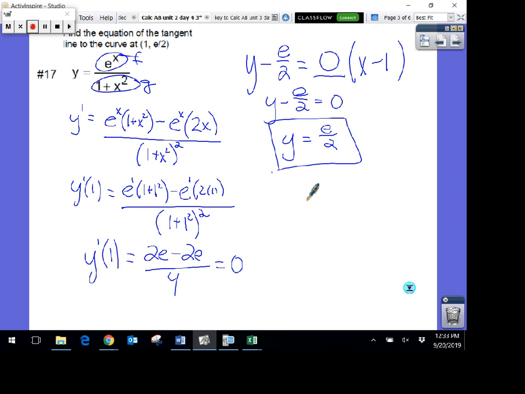Like an irrational number? Yeah. Like 2 point, I don't know, whatever it is, 2.7 something. Yep.